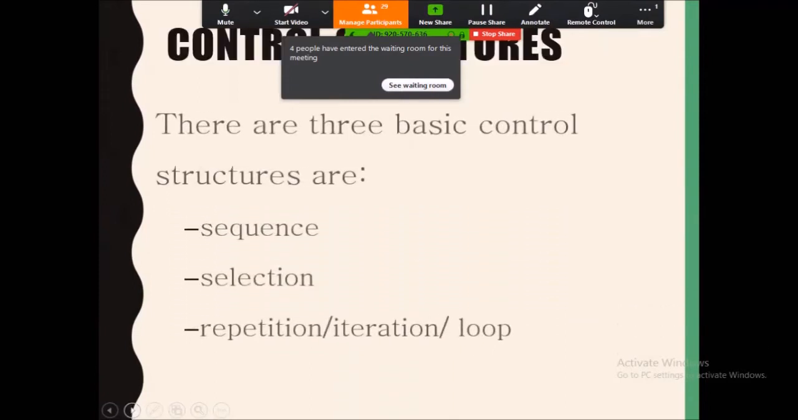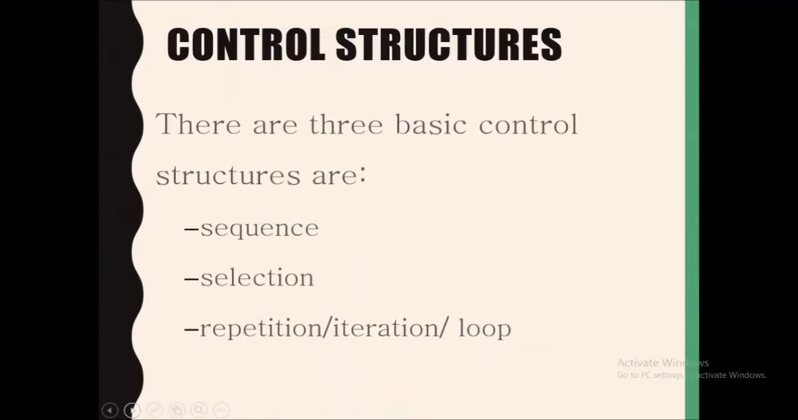So there are three basic control structures. We have sequence, selection, repetition. And repetition is the same thing as iteration or loops. Last week we looked at sequence, and we said that sequence is going to have your three basic computer operations, which is input, processing, and output. It doesn't include anything else. Now, whenever you have a problem, there are times when it will have to select data between one or two options. And that's where your selection comes into play.